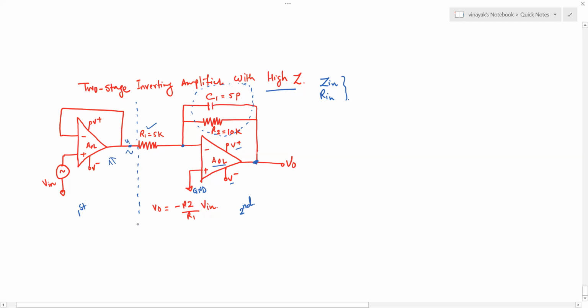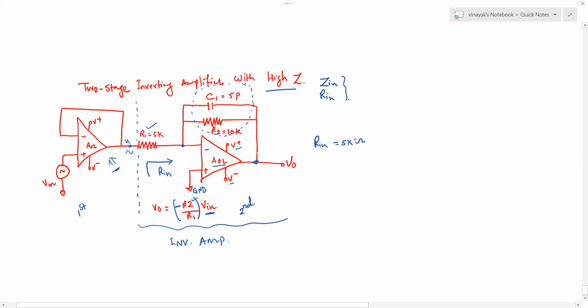If we look at this stage completely, it is an inverting amplifier using an op-amp with the gain set by the ratio of resistors R2 over R1, and it is inverting, that's why there is a negative sign. So the output is gain multiplied by the input. Now, what is the input resistance of this circuit if we look at it from this point? We still assume that we don't have the first stage. For the inverting amplifier, Rin is equal to 5 kilo ohm.